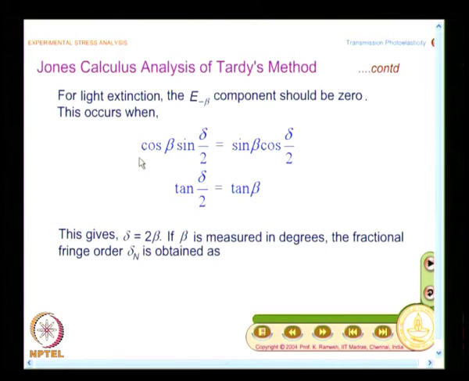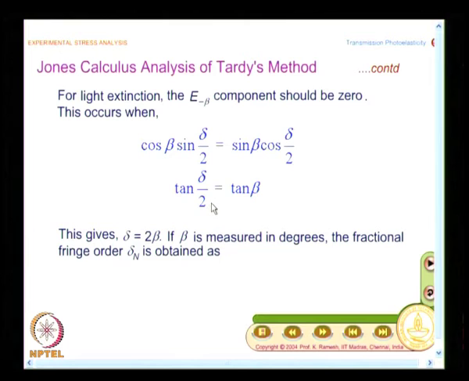So, what I have here is, for light extinction, the E minus beta component should be 0. This occurs when this identity is satisfied. I get this as cos beta sin delta by 2 equal to sin beta cos delta by 2. So, I get this as tan delta by 2 equal to tan beta. Now I find the rotation of the analyzer is linked to the fractional retardation introduced at the point of interest.